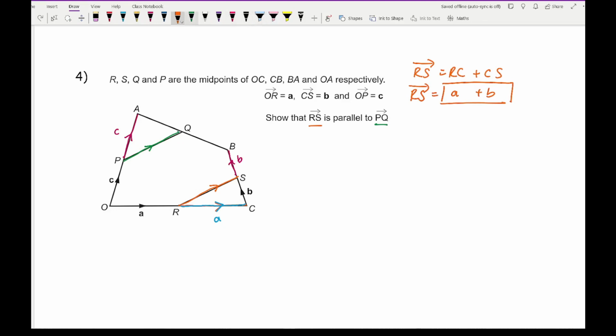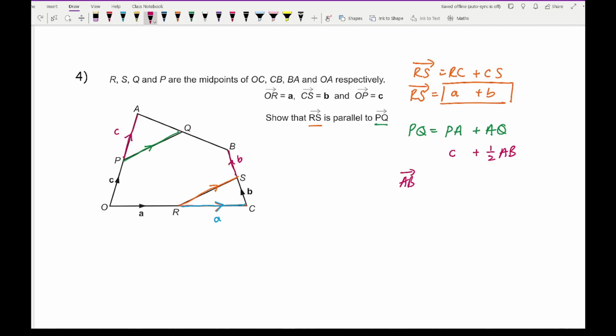Then working out P to Q. Let's have a look at going from this first. Is there any mention of Q? Q is the midpoint. So for Q, the route I'm going to go is P to A and then A to Q. With this question, P to A is just C. Now for A to Q, I need to work out what that's going to be equal to, a half of A to B.